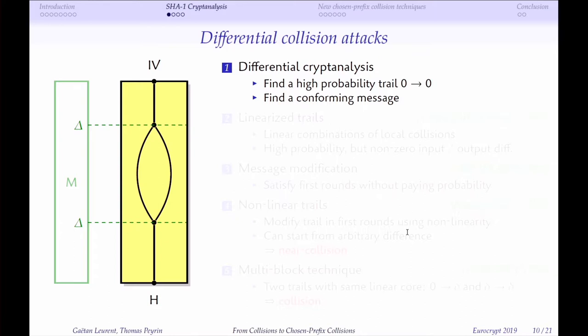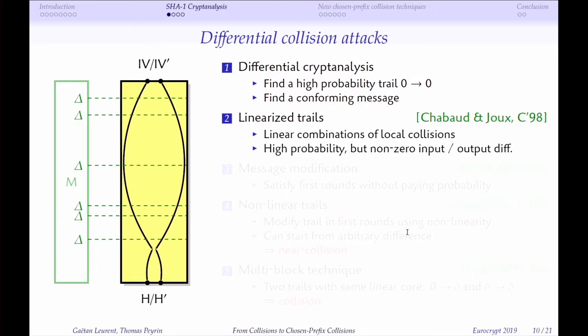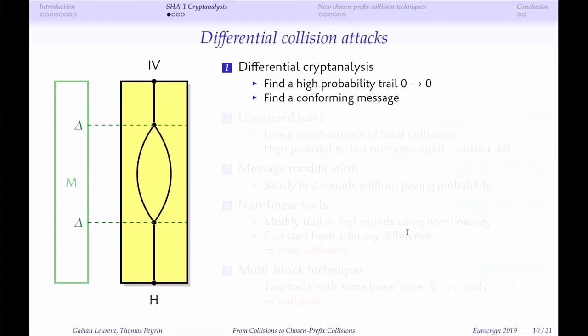So the main idea is that you do something based on differential cryptanalysis. And the idea of differential cryptanalysis is that you try to control the differences during a computation. And so if you can somehow start from a zero difference, then have some differences from the message, at some point cancel them and go back to a zero difference, well, this directly gives you a collision attack. You just have to find a message following this trail, and this is a collision. Unfortunately, it's hard to find trails, in particular trails like this.